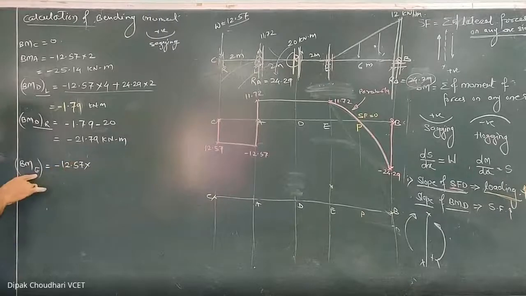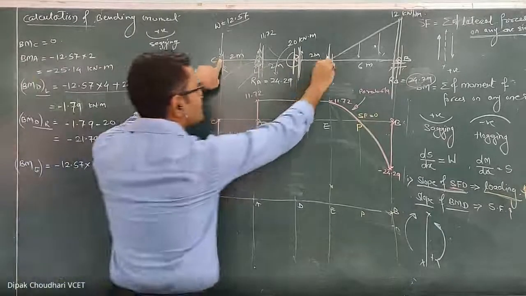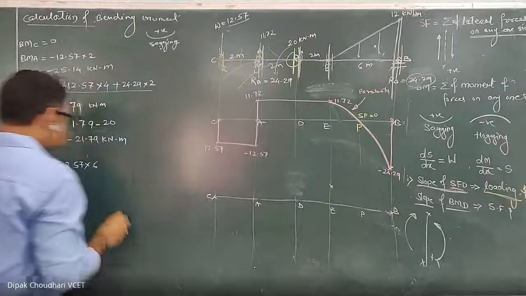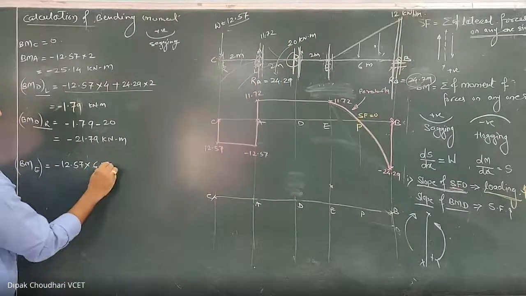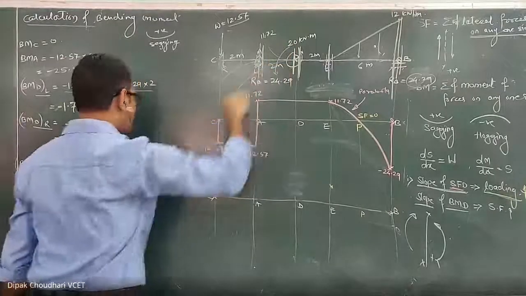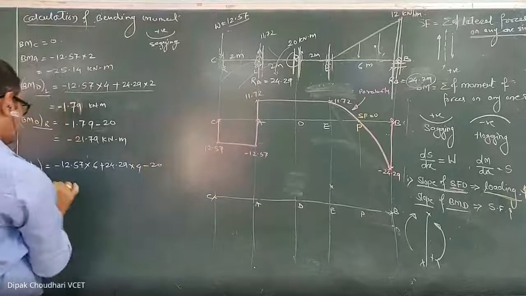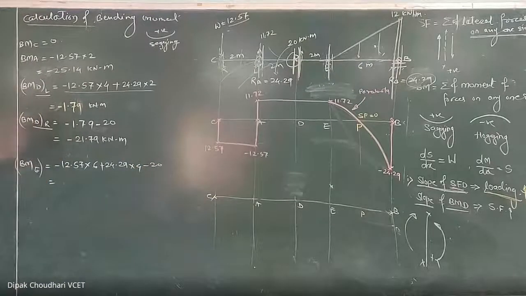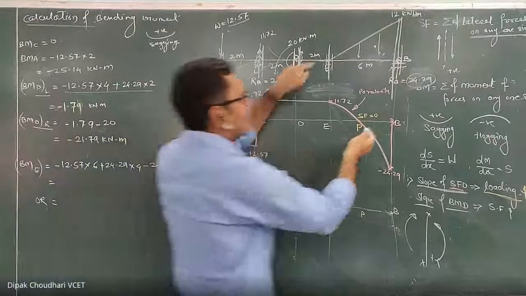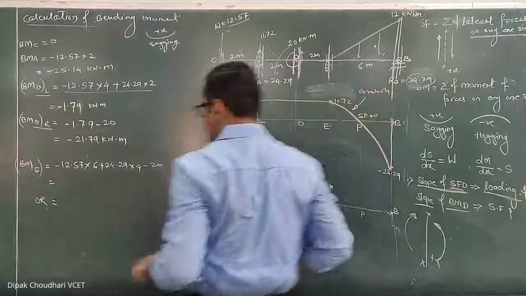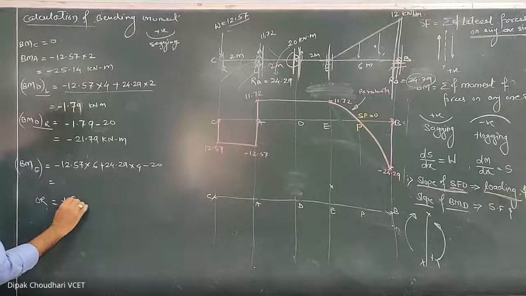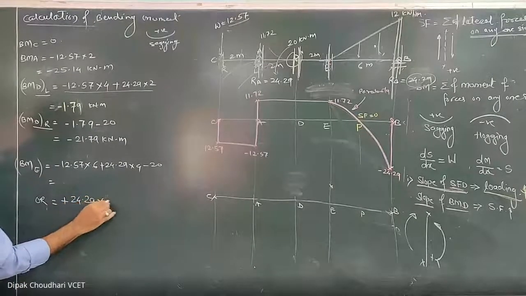We are taking the moment about point E. So what is the distance of this force up to E? It is 6. Moment of this 24.29 is sagging, so positive. 24.29 into 4. And this produces the hogging bending moment, so it is minus 20. Here we will get the bending moment at point E, or you can take the forces on right side. This force produces the sagging bending moment, so it is plus. How much? 24.29 into 6.